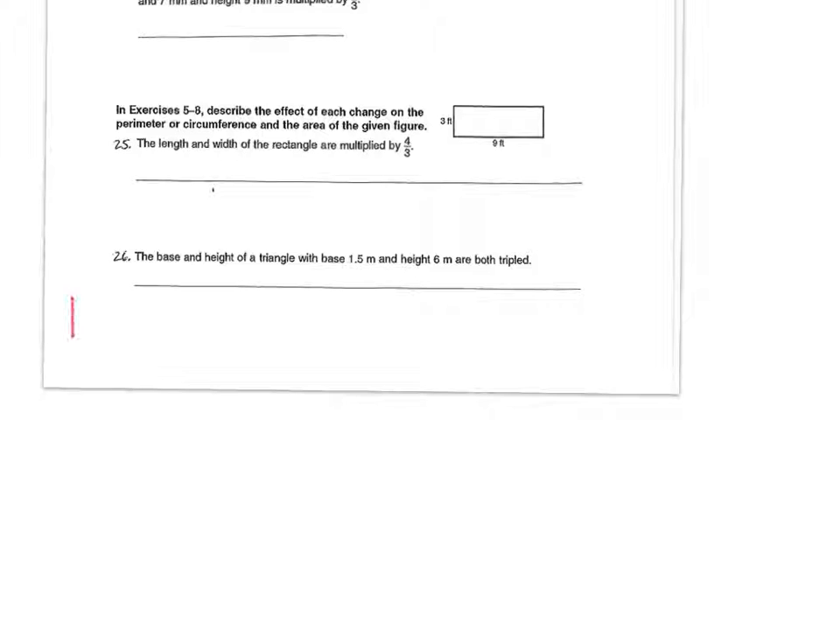So let me draw the triangle because I need to find out what's going on. The base, the height is 6, the base is 1.5. When they say height, that means that the height is perpendicular to the base. So that's why I'm drawing it as a right triangle. So then, if I need to find the perimeter, how do I find the missing side, which is the hypotenuse?